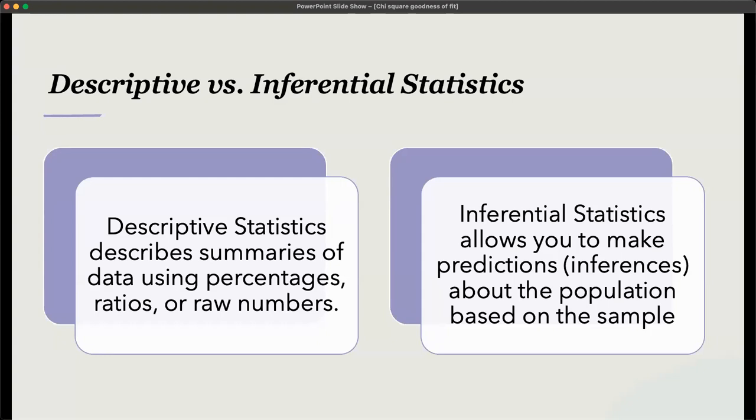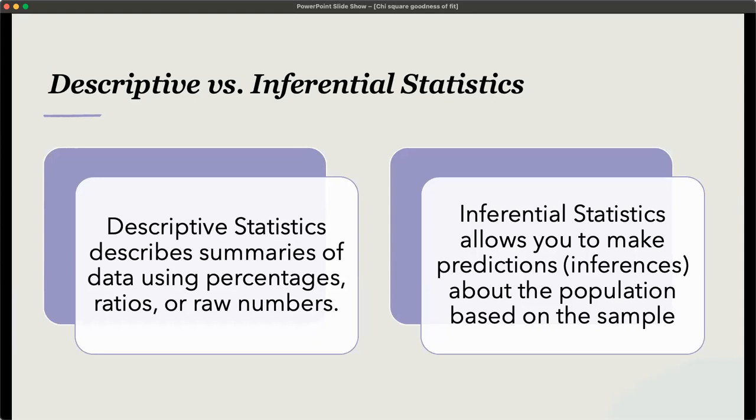So the first is descriptive statistics, and this describes summaries of data using percentages, ratios, or raw numbers. So in the case that you're saying 75% of the participants strongly agree, or 22 of the 25 participants strongly agree, these are descriptive statistics. The challenge with descriptive statistics is these numbers are only true for the participants in your study, and you cannot assume that the population that your sample represents would respond in a similar way.